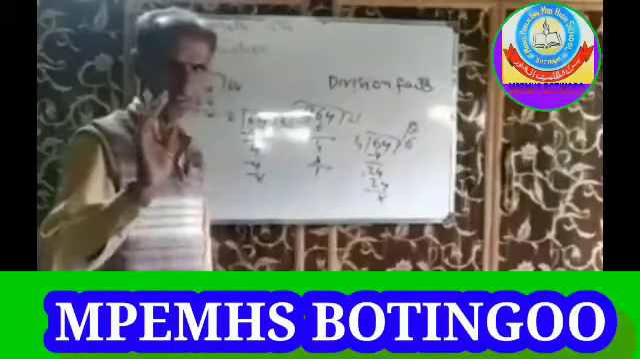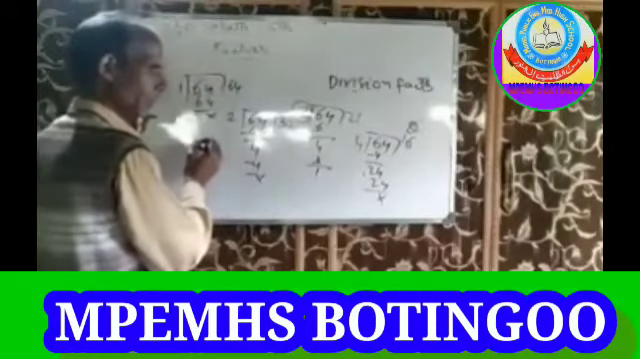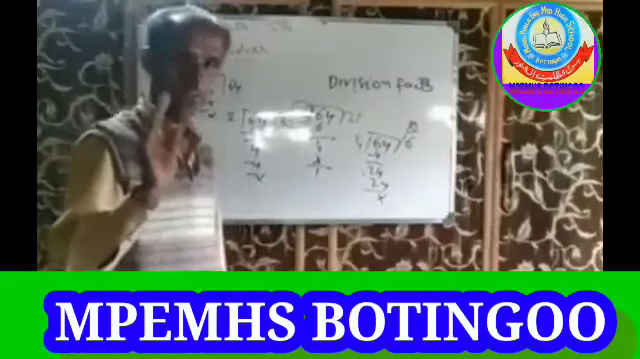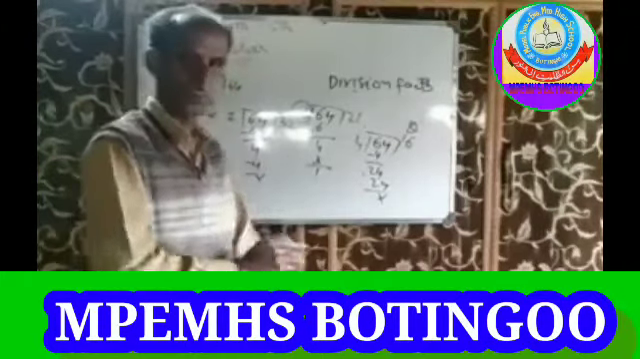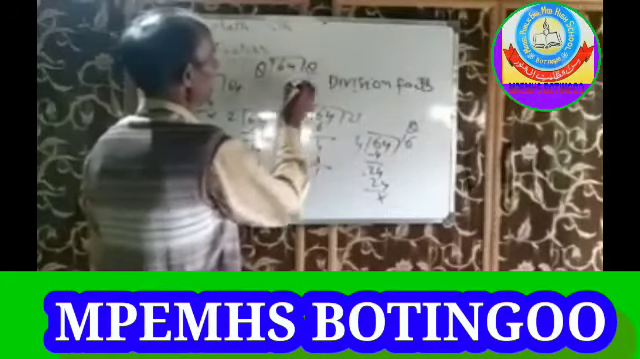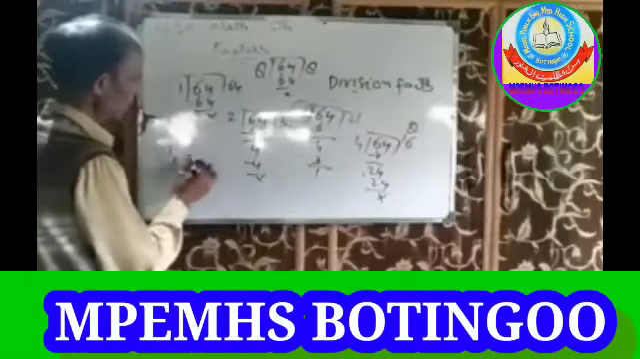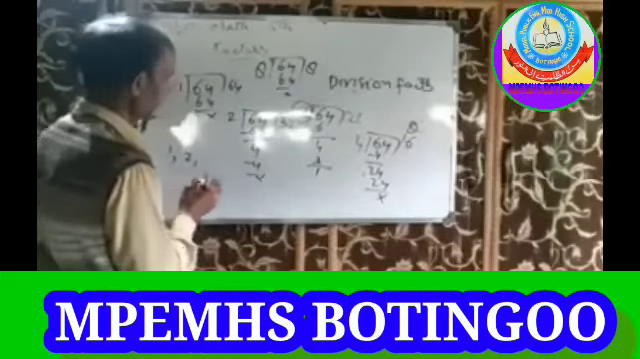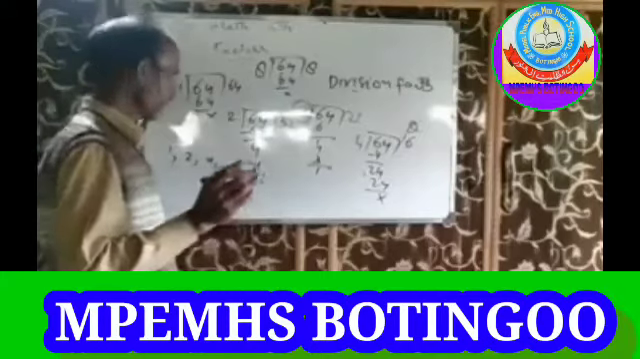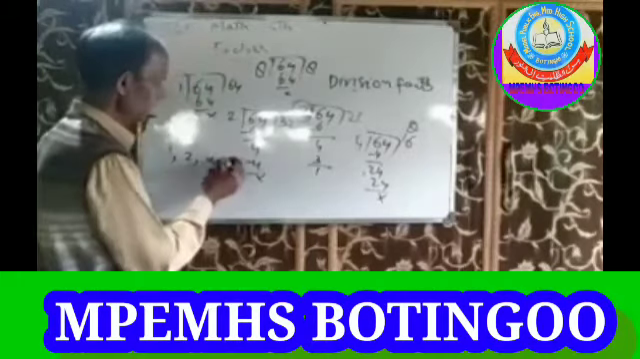5 is not a factor of 64. 6 is not a factor of 64. 7 is not a factor of 64. Then 64 divided by 8. 8 8s are 64. So we can prove 1 is a factor, 2 is a factor of 64, 3 is not a factor, 4 is a factor, 5 is not a factor, 6 is not a factor, 7 is not a factor, 8 is a factor.